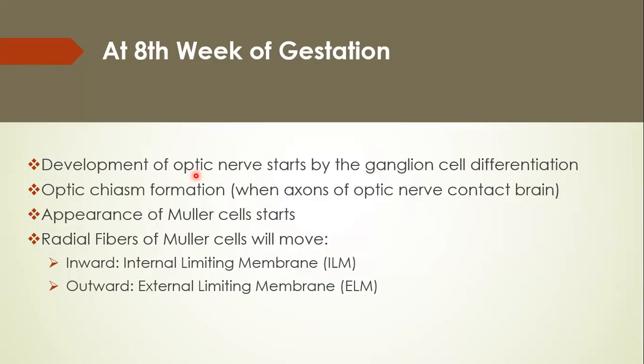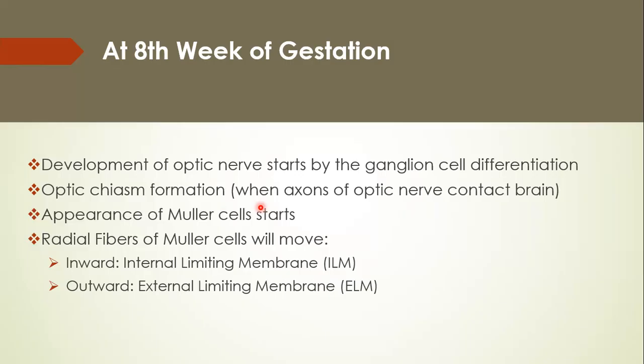So over here, after the differentiation of the optic nerve ganglion cells, the optic nerve has been formed. There will be the formation of the optic chiasma, so that it can connect to the brain. When the axons of the optic nerve contact the brain, the formation of the optic chiasm will start there. Then the third thing that will start will be the appearance of the Muller cells, right?